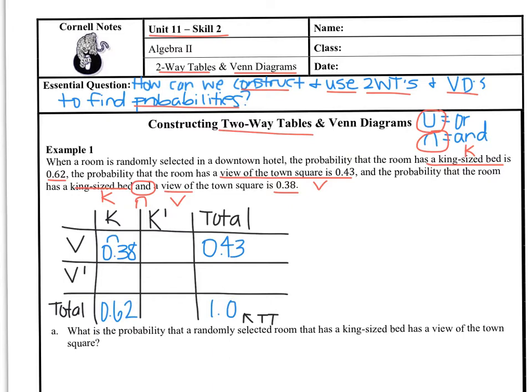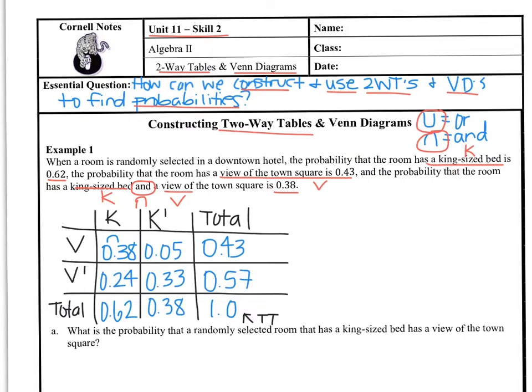Now from here we're just going to do some subtraction to find the remaining boxes that are unknown. So for the middle box here, we would do 0.43 minus 0.38 to get this box, and then going up and down we do 0.62 minus 0.38 to get that box. So I'm going to go ahead and pause the video and fill in the remaining numbers.